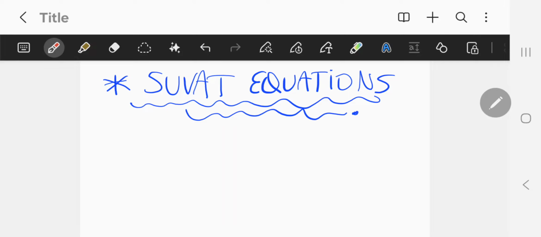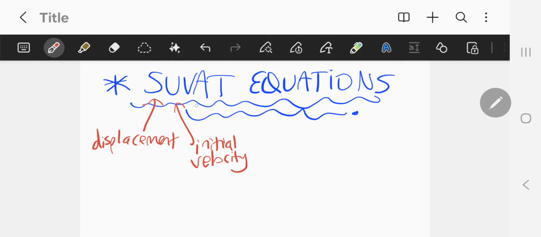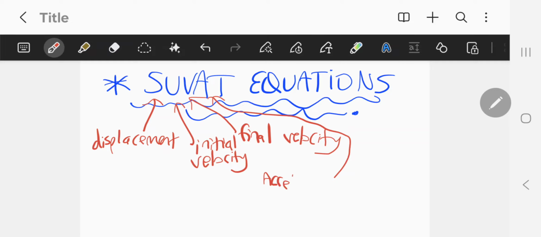SUVAT equations. So SUVAT actually stands for the following. S in physics stands for displacement. U, initial velocity. V, final velocity. A is acceleration. And T is time.